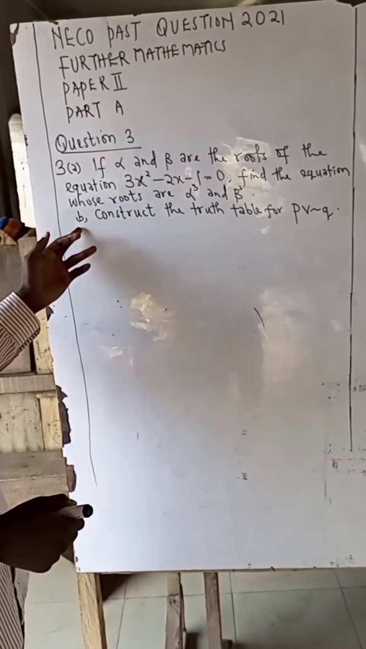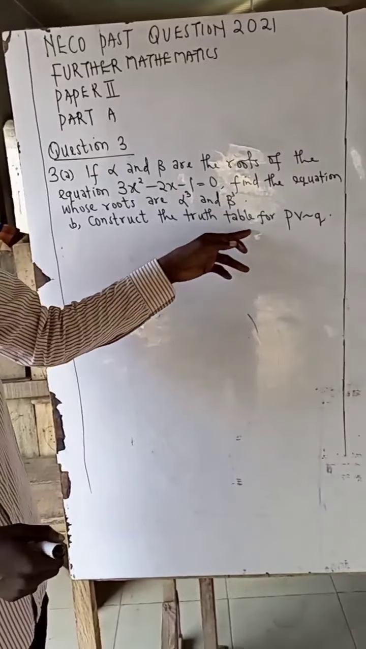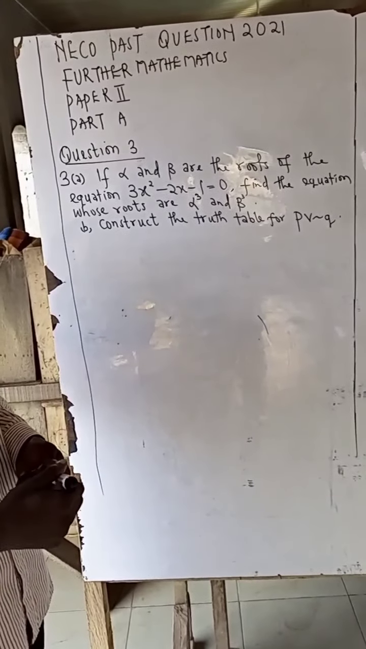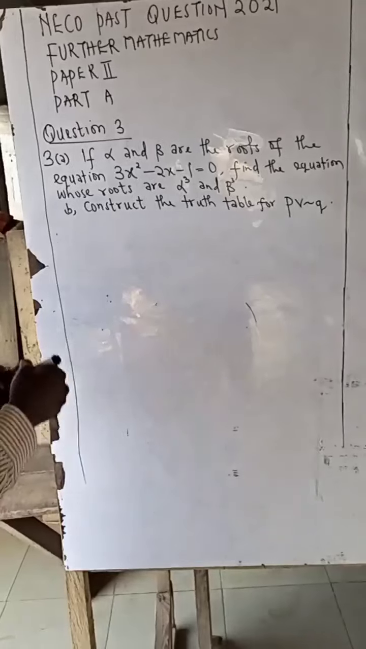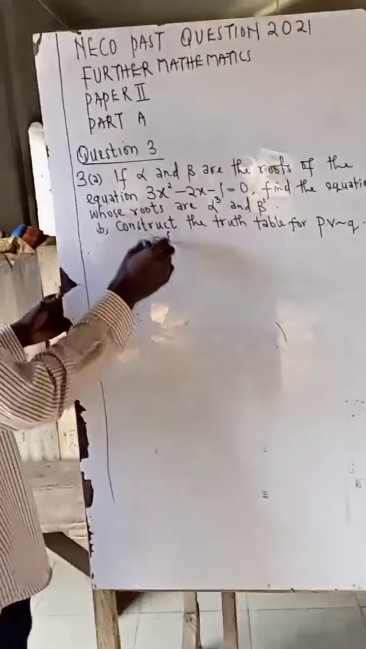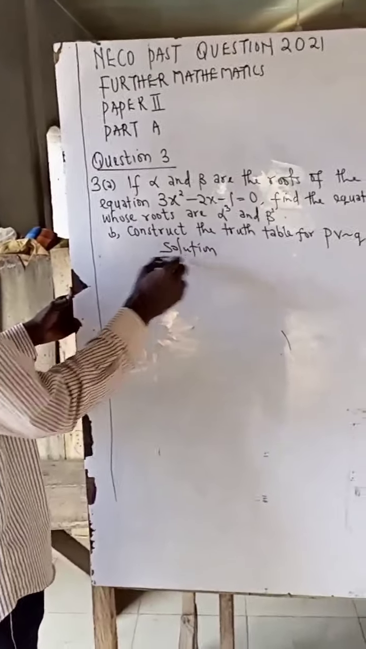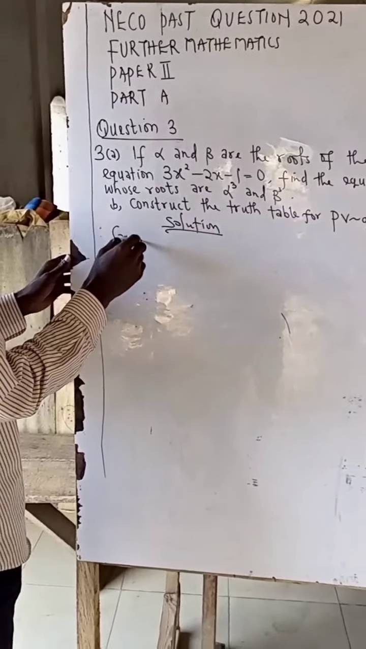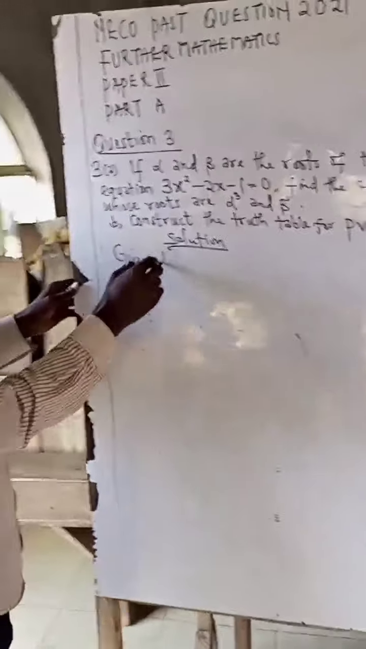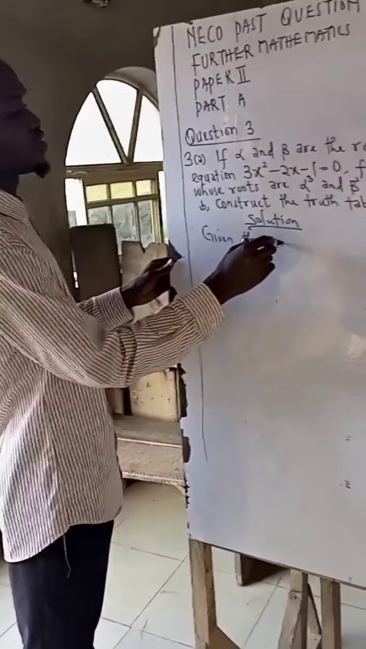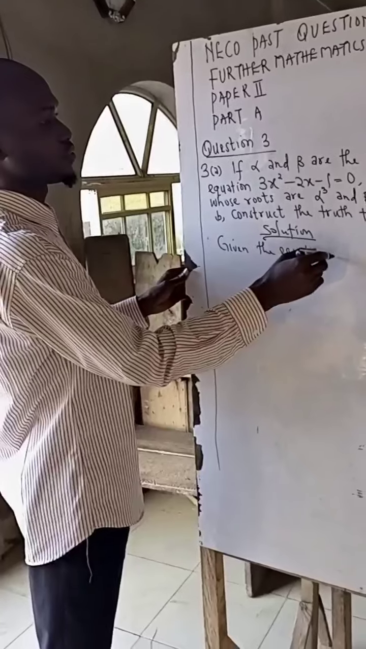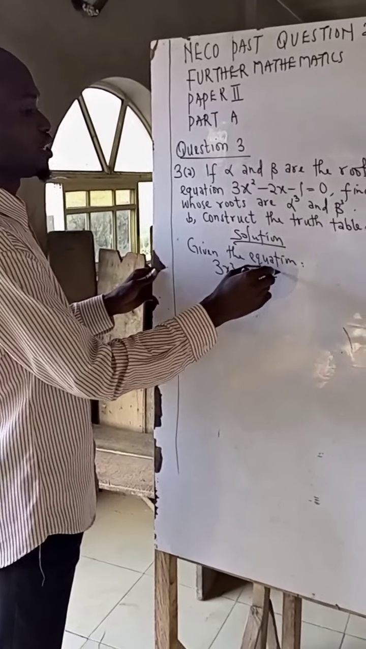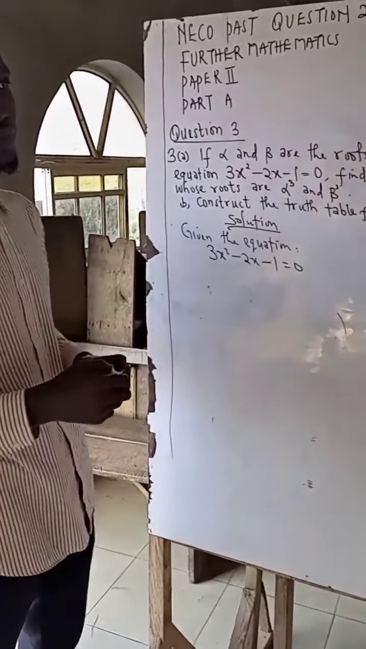While the second question, 3B, says construct the truth table for P or negation of Q. So, the solution goes this way. Solution. Given the equation, we are given this equation: 3x squared minus 2x minus 1 equal to 0.